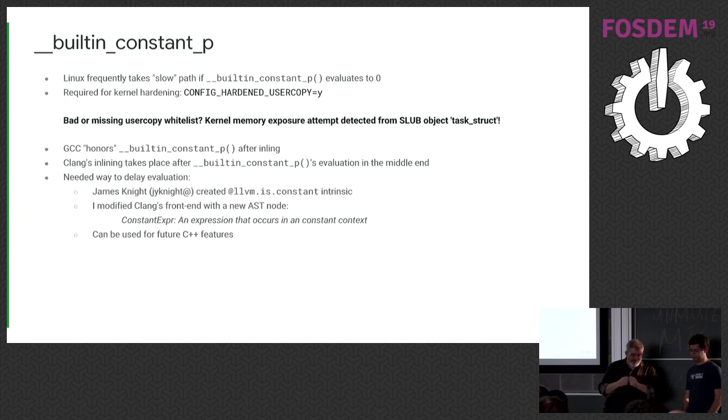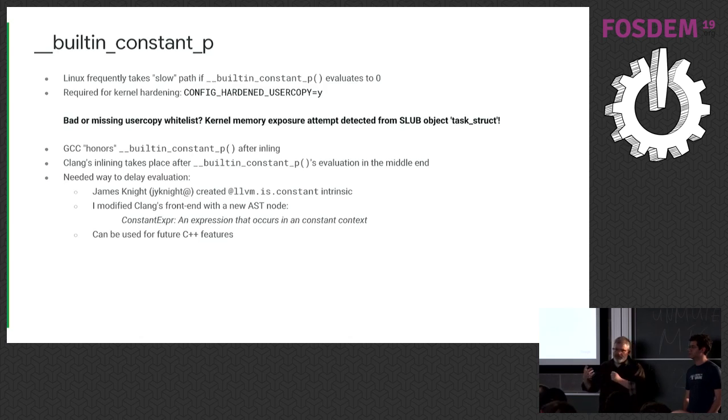So Richard Smith, one of the main maintainers of Clang, asked me to implement more or less a wrapper class called ConstantExpr. And it is the correct way of doing it. It's just the long way of doing it. But the benefit of it is that it's a more natural way of doing it, and also it allows us to support C++ features in the future.